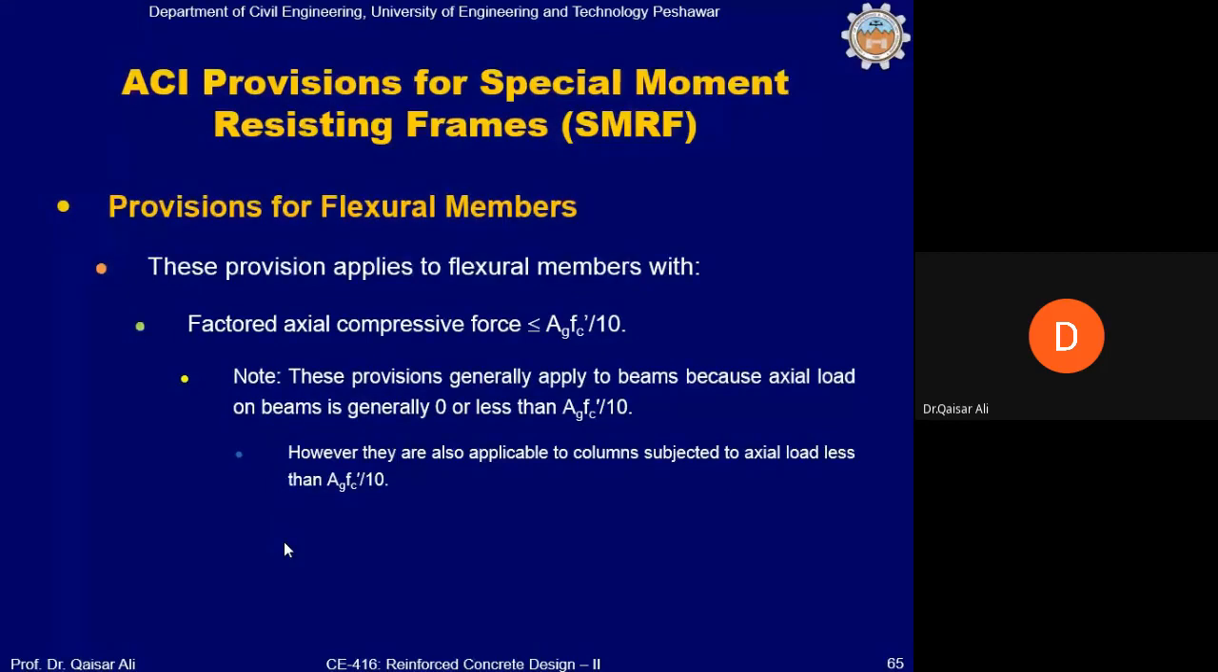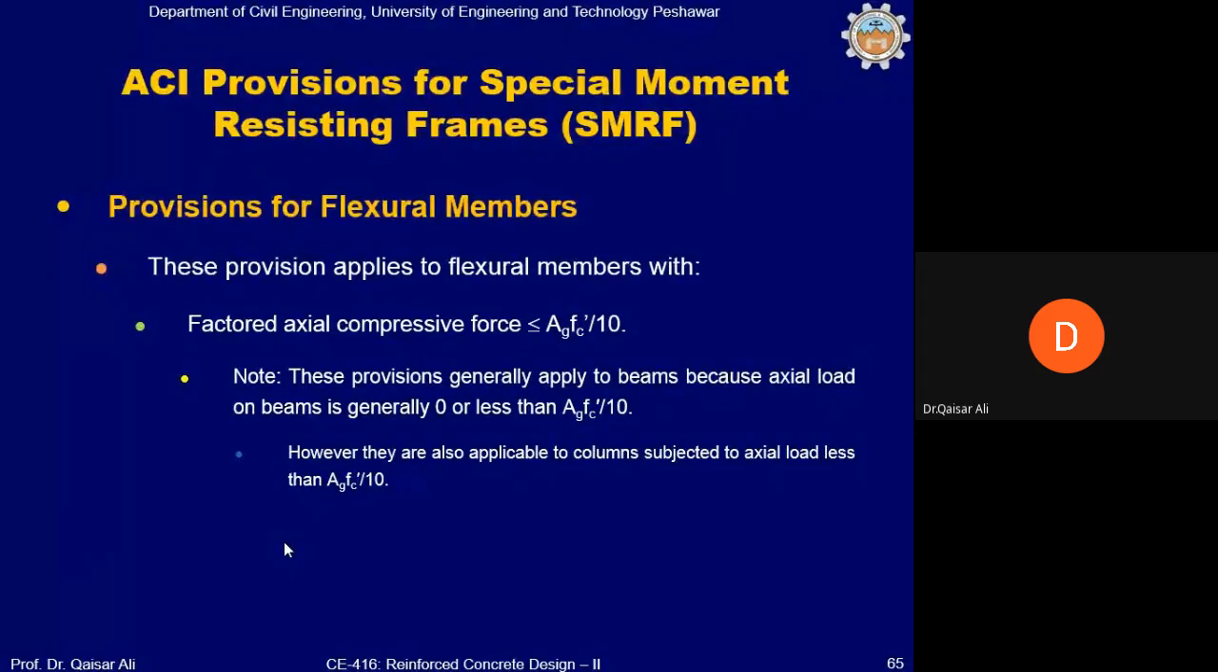However, by flexure member, most of the time we mean beams, and by compression members, most of the time we mean columns. So provisions for flexure members mean provisions for beams. These will be discussed first. Okay, and the sequence of these provisions is such that first of all the restriction on the size of the beam will be discussed, then the reinforcement, longitudinal and transverse reinforcement, and so on.